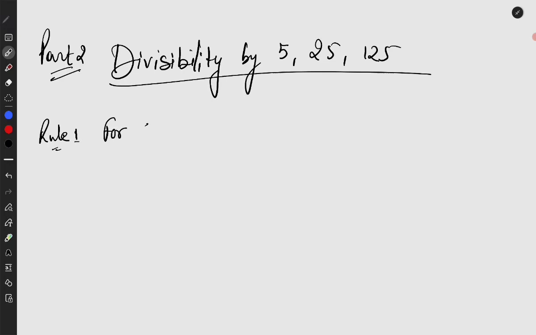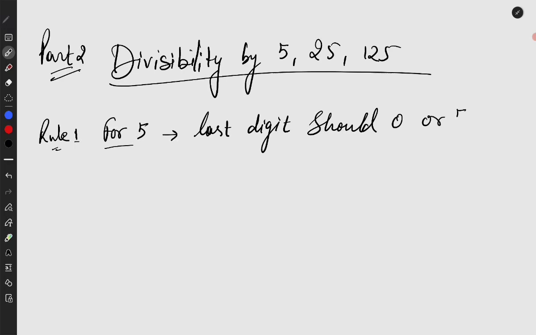For 5, all we need to check is that the last digit should be 0 or 5. If the number ends in 5 or 0, then we can say the number would be divisible by 5. Alright, now for example, 343745. Is 5 divisible by 5? Yes, so the number would also be divisible by 5.